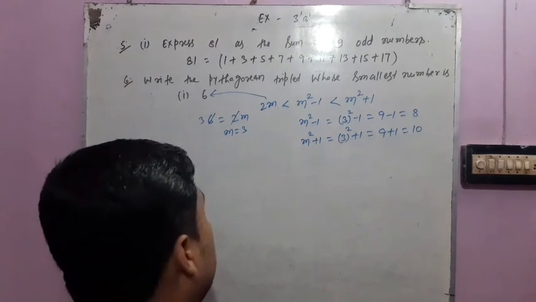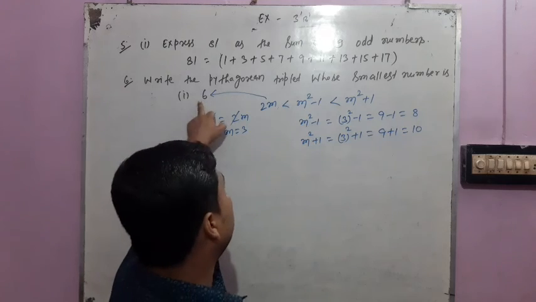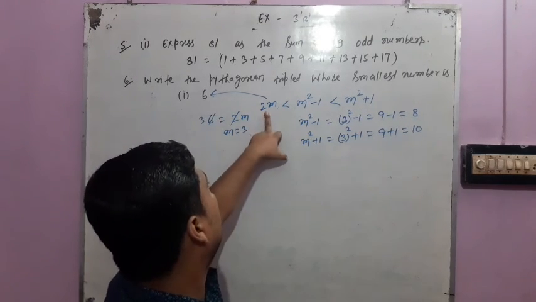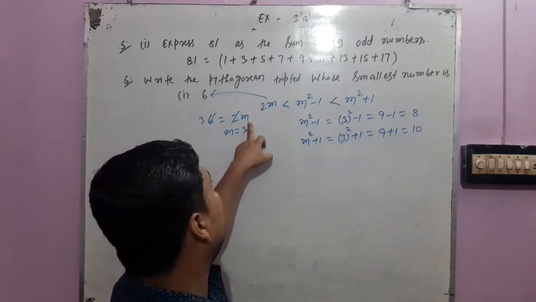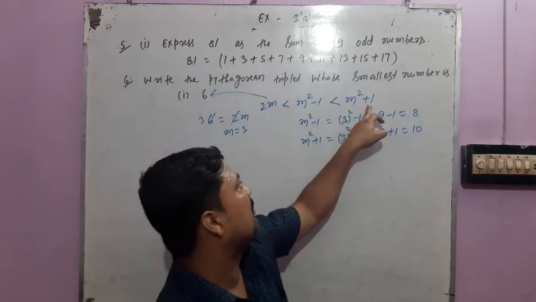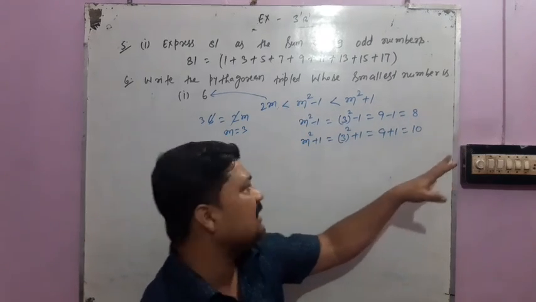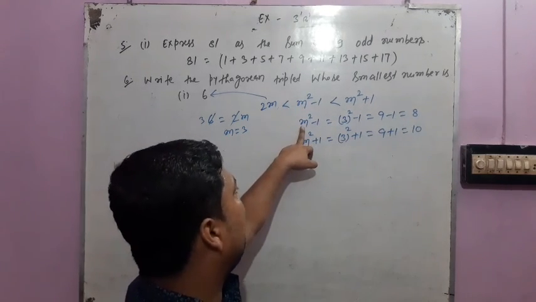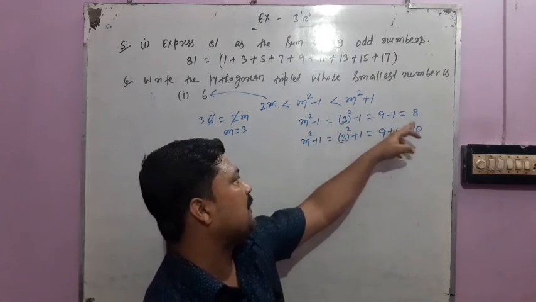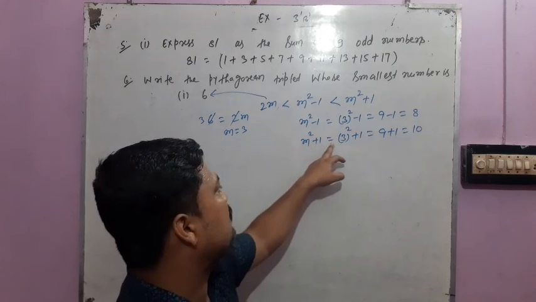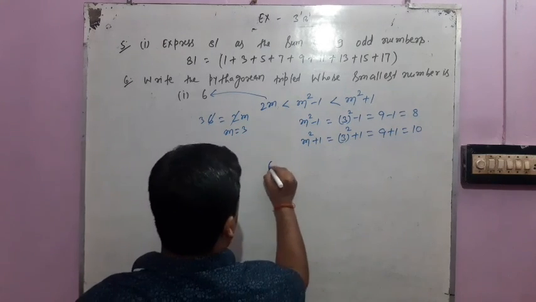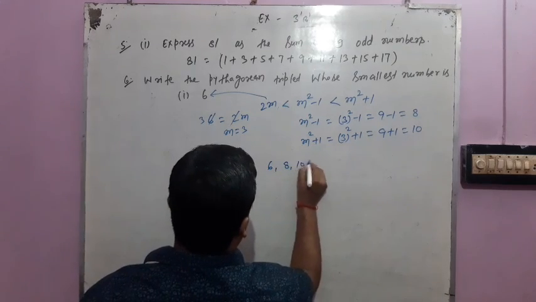Okay. The smallest number is 6, which is equal to 2m. So 6 equals 2m. With this equation we can calculate the value of m. The value of m will be 3. Now we have to calculate the other two numbers, m square minus 1 and m square plus 1. In place of m we put 3. The square of 3 minus 1 is 9 minus 1, which is 8, and the square of 3 plus 1 is 10. So the set here is 6, 8 and 10.